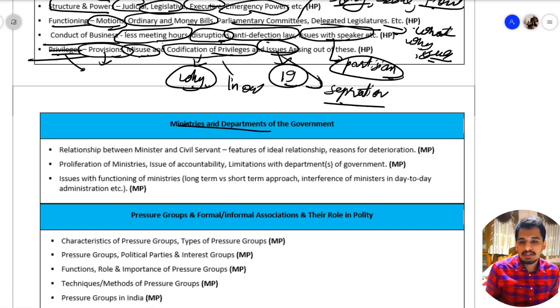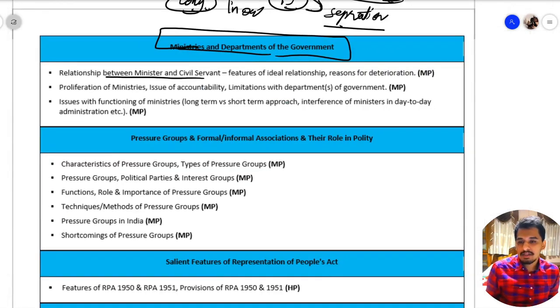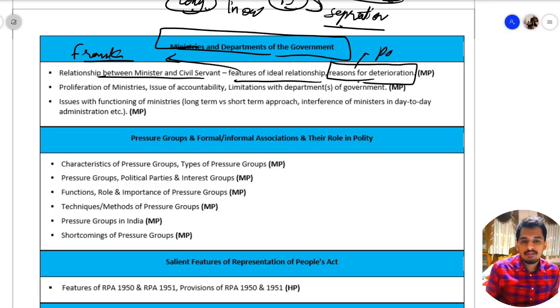Then we have ministries and departments of government. In this we have the relationship between minister and civil servant. What are the features of an ideal relationship? One of the features is that both can be frank to each other. But this has deteriorated, and the reasons for this deterioration are the politicization of the bureaucracy and corruption.